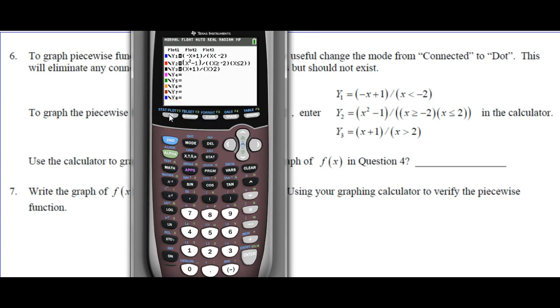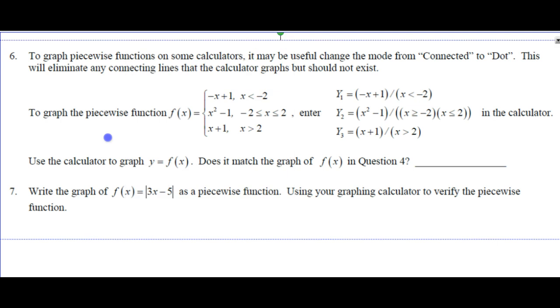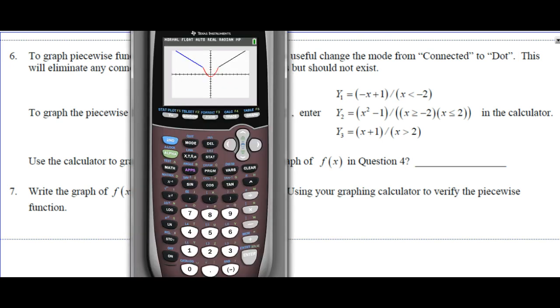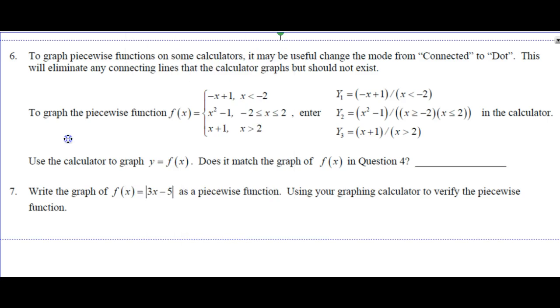Okay, so having entered this into the calculator, and we don't need to, this particular calculator, which is the 84 color, but I think the 84 pluses with newer firmware also have this, so you don't need to change from connected to dot mode. And then we just hit graph. And there's the graph. Does that match with our graph from whichever one it is we were graphing? What does it say? Use calculator to graph f of x in question 4. Okay, and I think that looked like question 4, didn't it? Yeah. All right. Cool. Does it match? Yes.